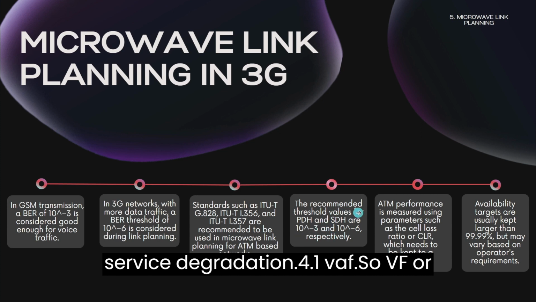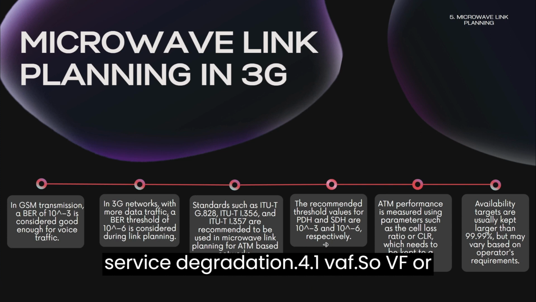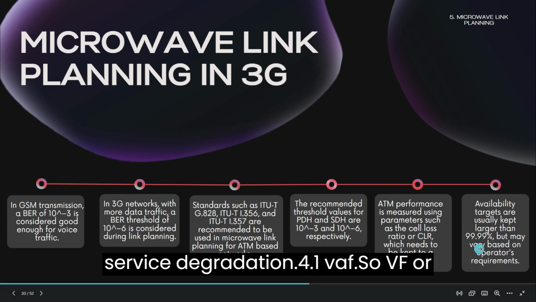And its recommended thresholds while used for PDH and SDH are 10^-3 and 10^-6 respectively. And ATM performance is measured using parameters such as the cell loss ratio or CLR, which needs to be kept to a minimum. And the availability targets are usually kept larger than 99.99%, but may vary based on operators' requirements.